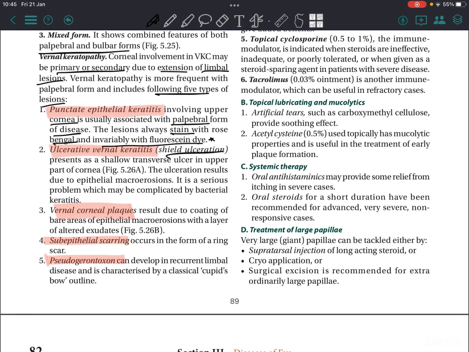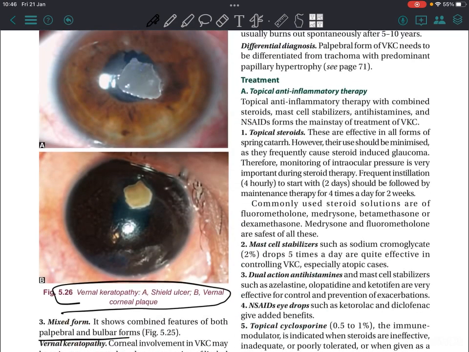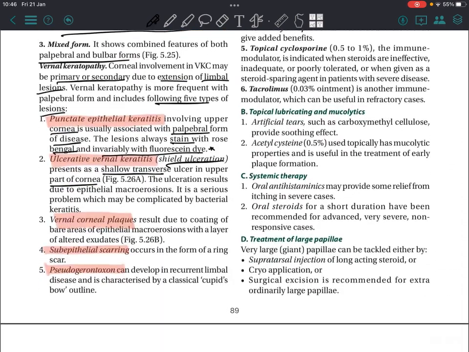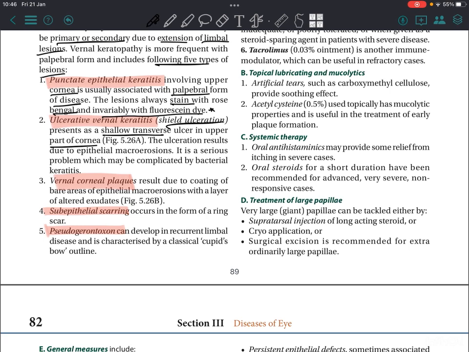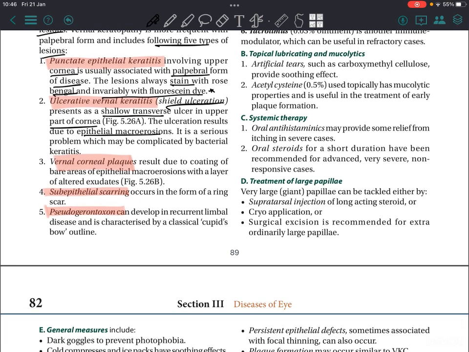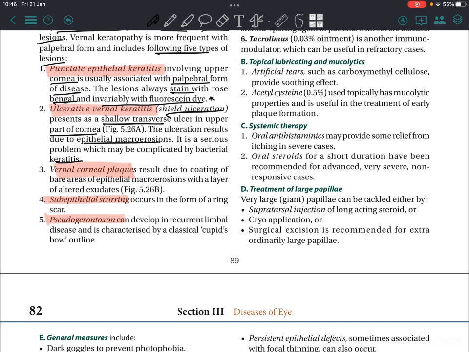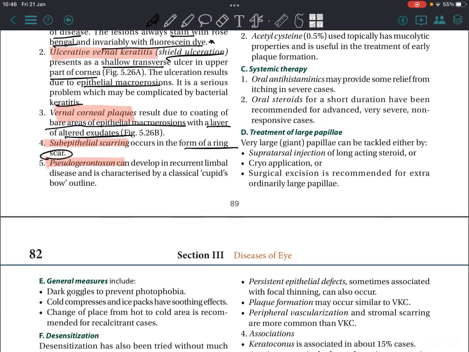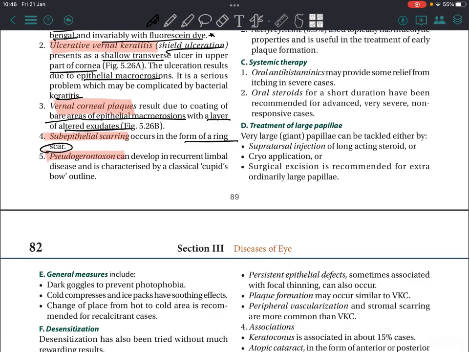Shield ulceration presents as a shallow transverse ulcer in the upper part of the cornea. The ulceration results from epithelial macroerosions. It is a serious problem which may be complicated by bacterial keratitis. Vernal corneal plaques result from coating of bare areas of epithelial macroerosion with a layer of altered exudates. Subepithelial scarring occurs in the form of ring scar. Pseudogerontoxon can develop in recurrent limbal disease and is characterized by the classical Cupid's bow outline.